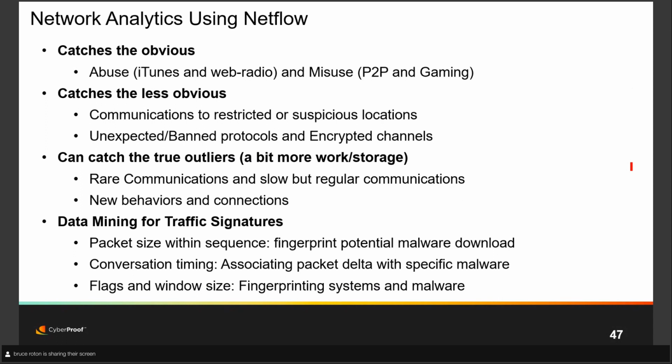And then you can start mining for data signatures. Once you get a wealth of traffic, you can start looking at the packet size within the sequence, and you can fingerprint potential malware that's being downloaded. Another part of that is looking at the conversation timing. Sometimes specific malware has conversation timing. I receive a packet, 4 seconds later, I'm going to respond. It waits 50 seconds and then sends me 3 packets, and then I respond. So looking at the conversation timing, the flags and window size, you can also fingerprint the types of systems that are talking to you.